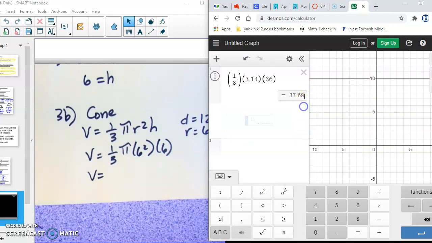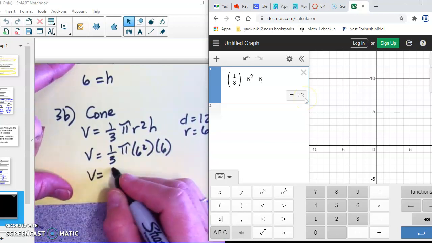So in Desmos, again, I'm going to put 1/3, 1 divided by 3. I'm going to put that in parentheses. Let's try this again. 1/3, and click on the other side of the parentheses, times, I'm going to use the times button this time, times 6 squared, or you could put 36, times 6. I don't have to hit the equal sign. It tells us right there, 72. So 1/3 times 6 squared times 6 is 72.